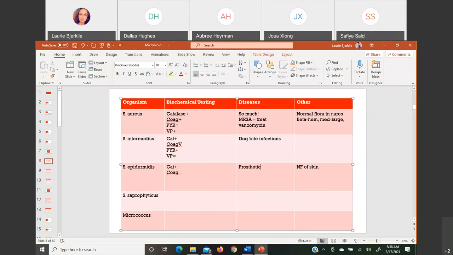Yeah, so prosthetics and medical devices are good. And the reason for this, again, is that one of the virulence factors for staph epi is it can make a biofilm. And you should look up biofilms. I love them. They're gross, but I love them. They can get on so many different things. If you ever see a kitchen sponge biofilm, you'll never use them again.